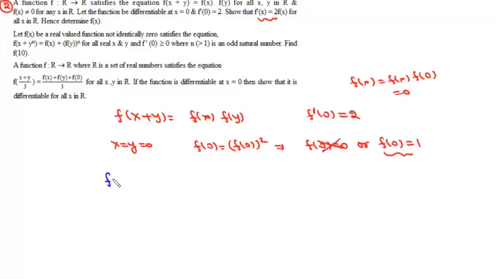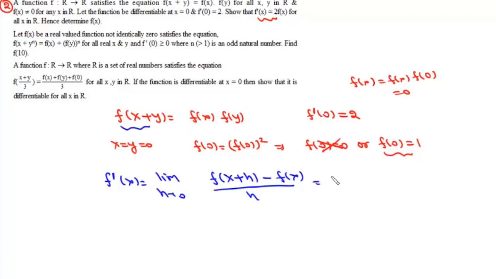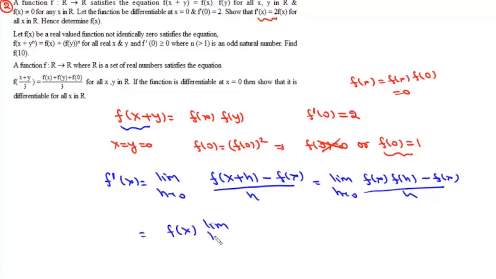Now we'll find f'(x). Now f'(x) is defined as this limit h tends to 0 of (f(x plus h) minus f(x)) upon h. Now we know f(x plus h) will be f(x) into f(h). So we can write this as this limit h tends to 0 of (f(x) into f(h) minus f(x)) upon h. Now we'll take this f(x) common and take it outside the limit. So it will be this limit h tends to 0 of (f(h) minus 1) upon h.